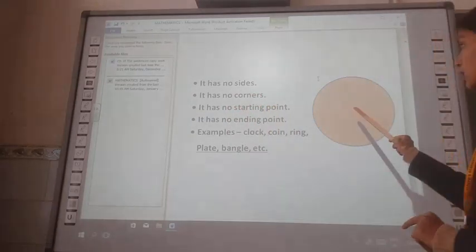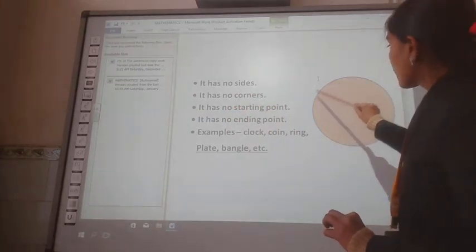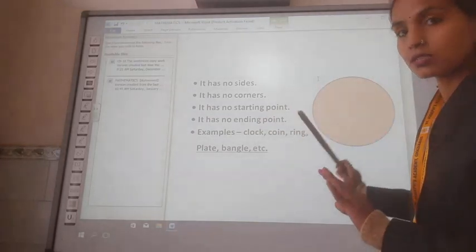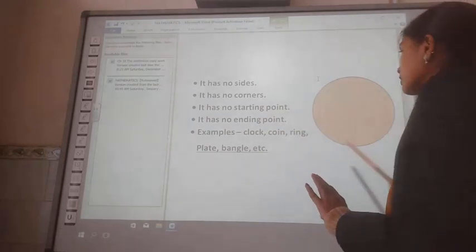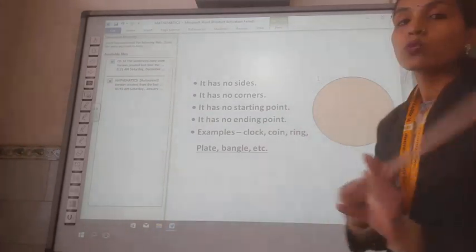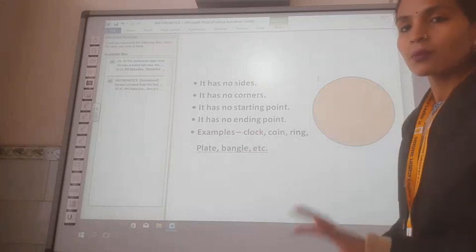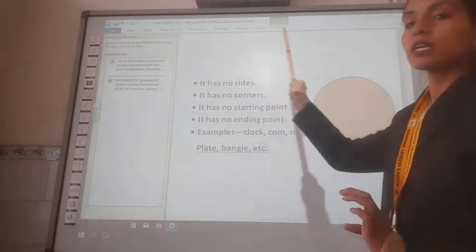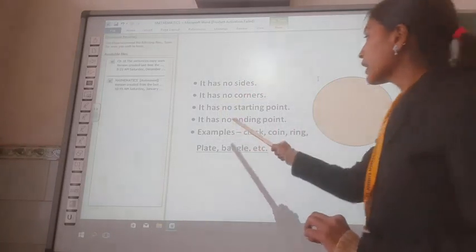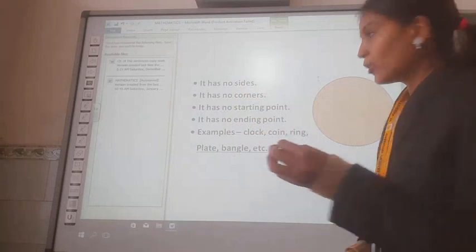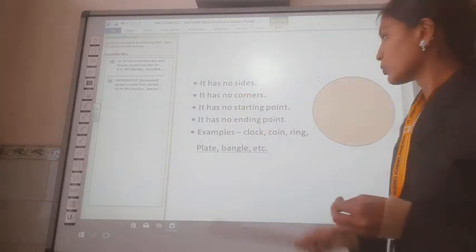It has no starting point. See, in this circle, we can start the circle from here, here. From anywhere we can start the circle. It will end at that particular starting point only. So it has no starting point. A fixed starting point is not there. We can start from anywhere and then we can make a circle. It has no ending point. As it has no fixed starting point, it has no fixed ending point.